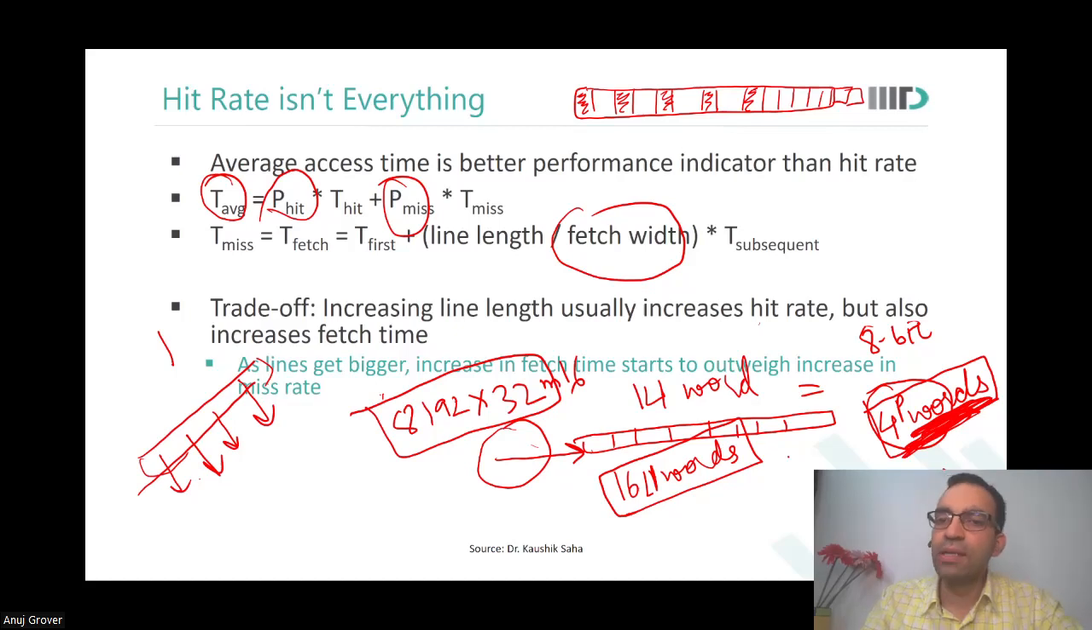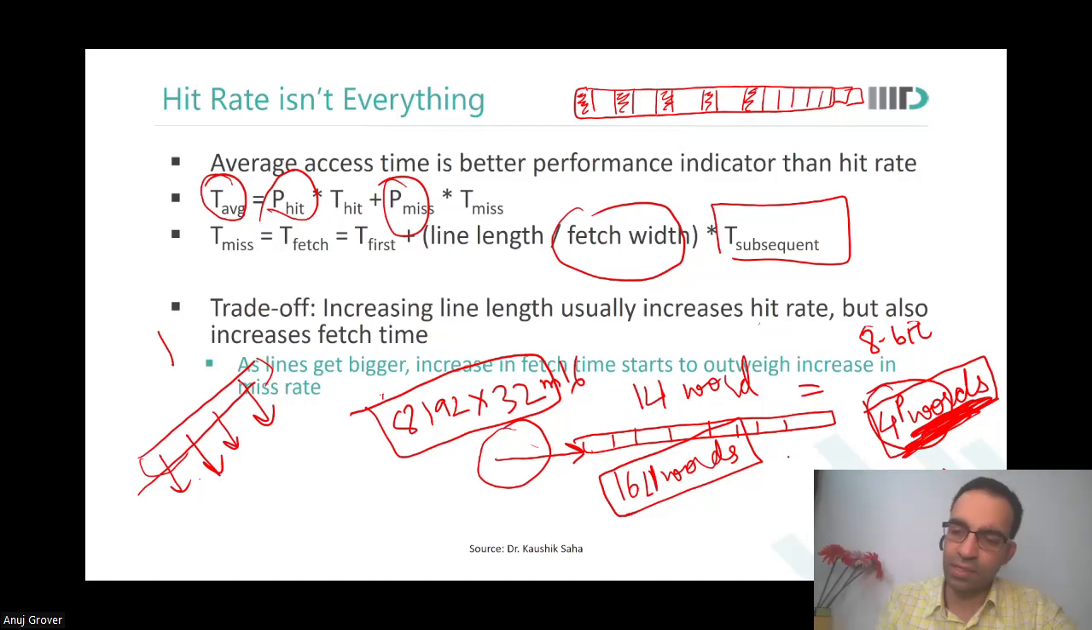So that T subsequent goes down. The only purpose is to reduce T subsequent. Samajh mein aaya? Yes, sir. For the first time, it takes more time because we are fetching from the main memory, and then for the subsequent ones, it gets reduced. Yeah, because you could be applying burst mode, you could be applying multiple things so that it reduces.